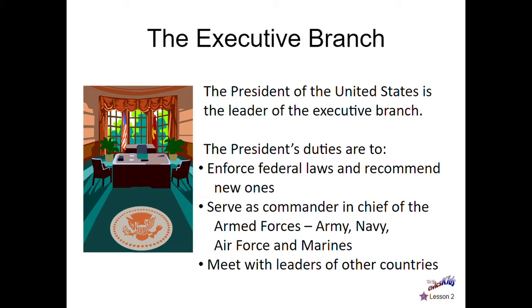You have three branches of government. The first is the executive, then the legislative and judicial. They're not an order of power, so don't get caught up with that. Each has their own responsibilities.